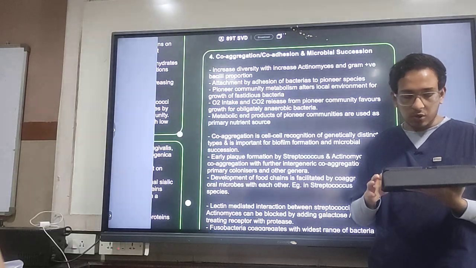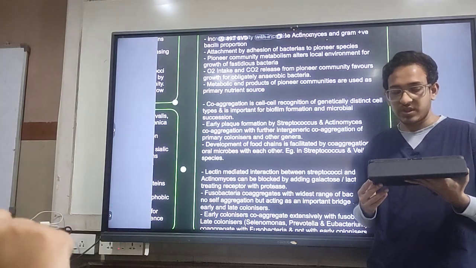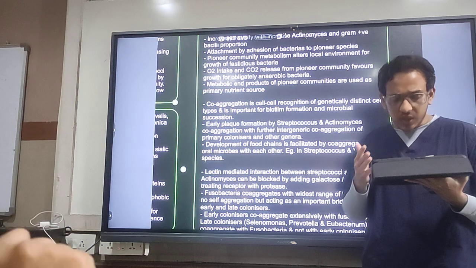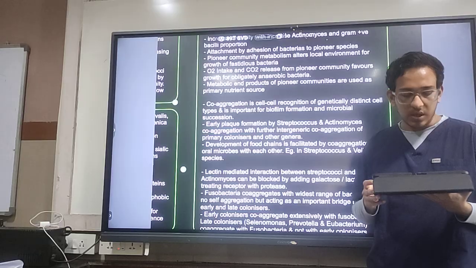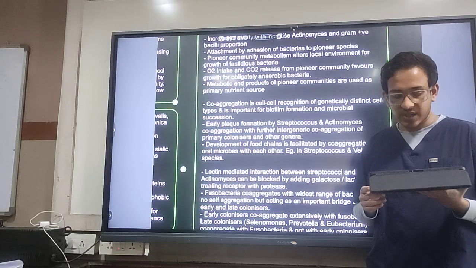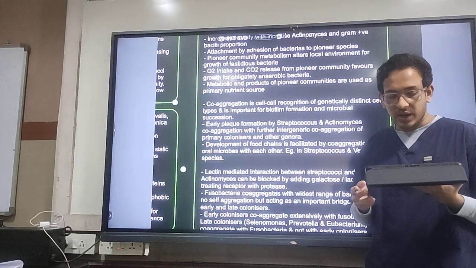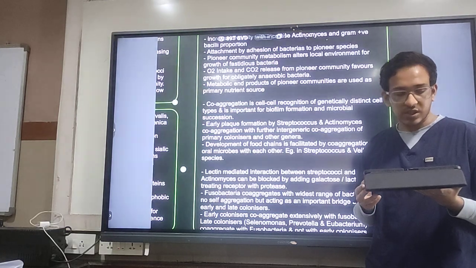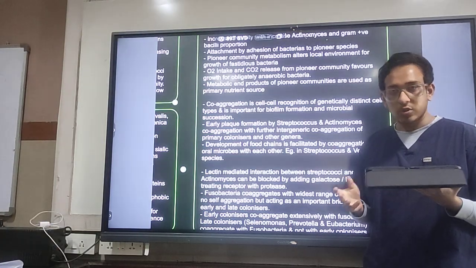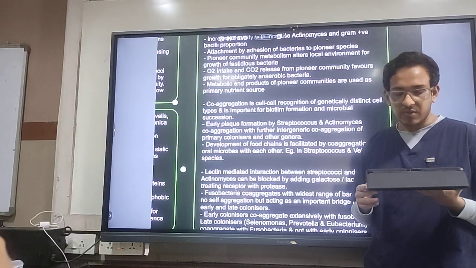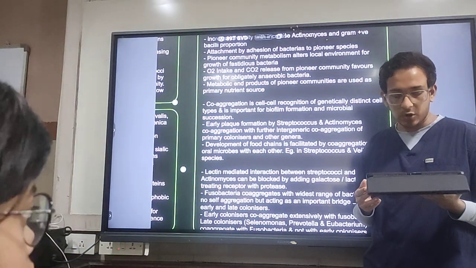other bacteria. Co-aggregation is the cell-to-cell recognition of genetically distinct cell types and is important for biofilm formation and microbial succession. Early plaque formation by Streptococcus and Actinomyces shows co-aggregation with further intrageneric and co-aggregation of primary colonizers and other genera. Development of food chains also happens among the bacteria, which is facilitated by co-aggregation of oral microbes with each other.